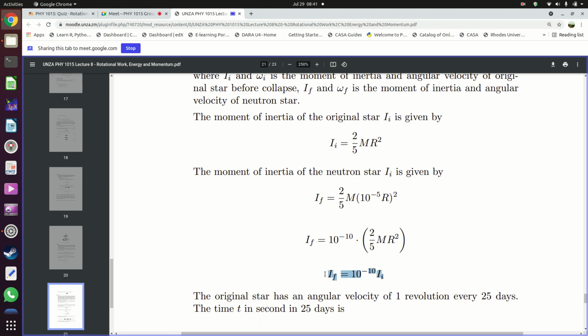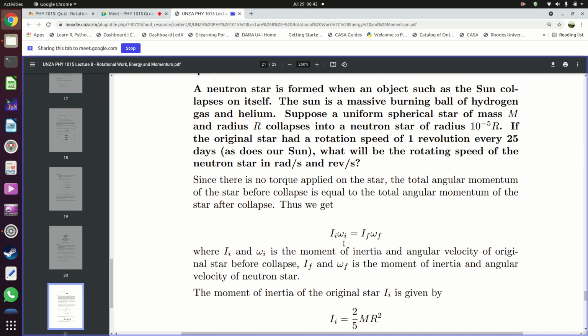Is this clear on how we have expressed our moments of inertia? Yes, sir. Okay, so we know how much the moment of inertia of the original star is. We know what the moment of inertia of the neutron star is after collapse.